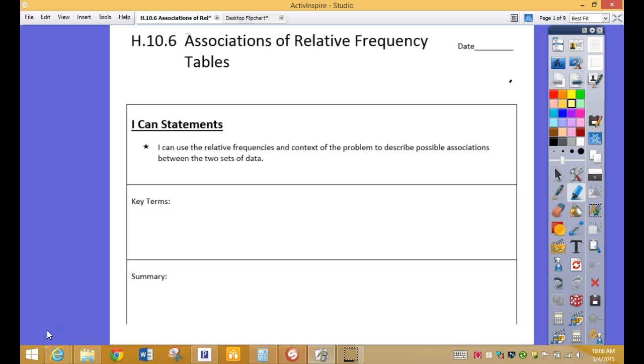H.10.6 associations of relative frequency tables. So we're going to do the two-way frequency table, make our relative frequency chart just like we did yesterday. And then we're going to see what associations we can make from the tables. What do we know? What have we learned? What can we look at the table and see and learn from that table?